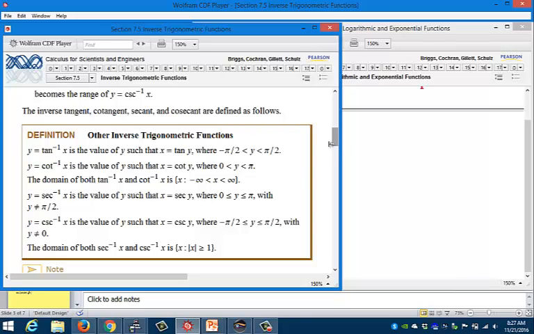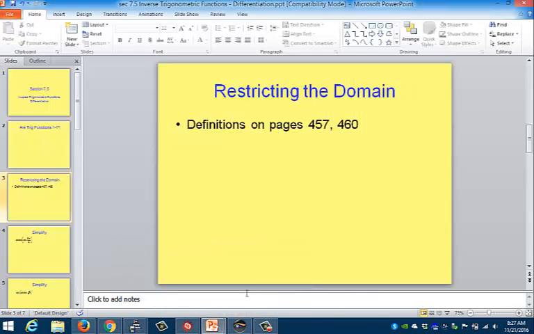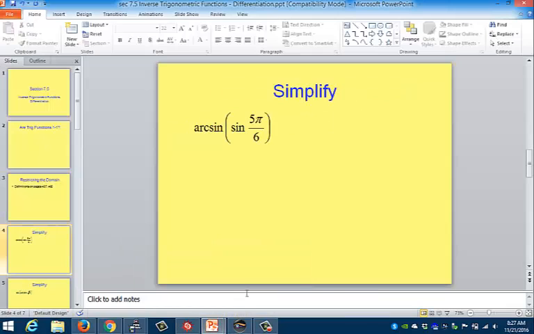Okay? And then what we're going to do is we're going to be doing problems that kind of use the ideas. So here's a simple problem, right? The arc sine of the sine of 5 pi over 6. Let's compute that. But the answer is not 5 pi over 6, and that's my point for putting it up there. Matter of fact, it can't be 5 pi over 6, right?